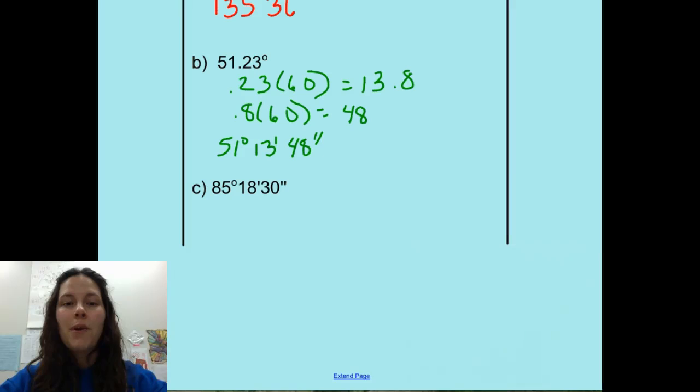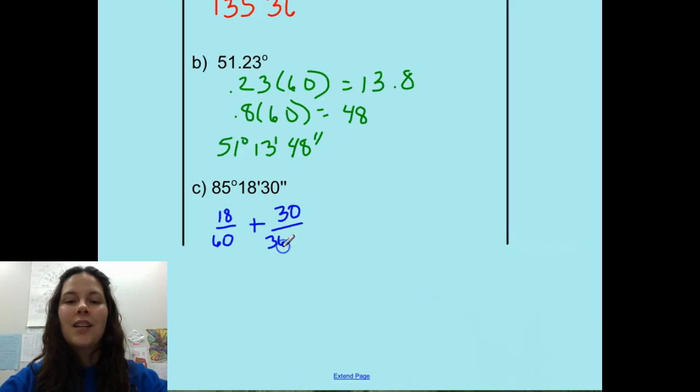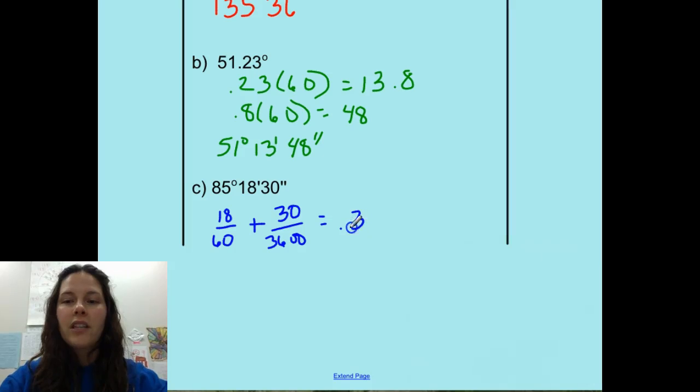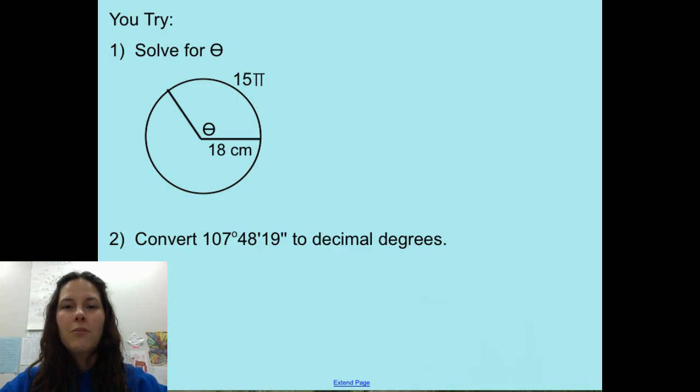And finally, learning how to convert backwards. Our last example is in degrees and minutes, and we want to convert it to decimal form. So we have 18 minutes, and there's 60 minutes in a degree. And we have 30 seconds, and there's 3,600 seconds in a degree. So we use our calculator to convert those to decimals and add them together. Rounding to the nearest thousandth, we have 0.308. So our final answer would be 85.308 degrees. And last, we have a couple of your try questions.